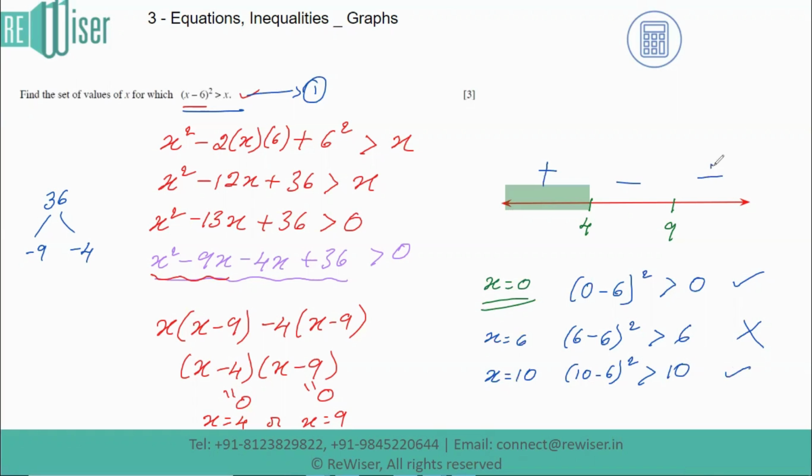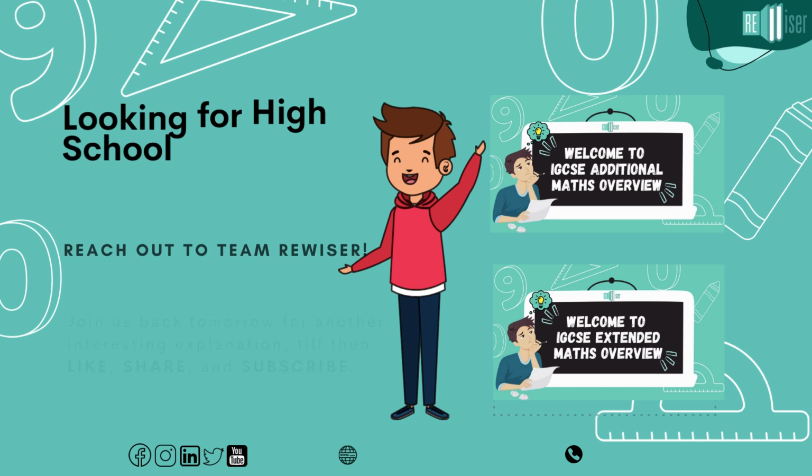It satisfies. So that is the reason I can say the final answer for the sum is: when x is less than 4, this inequality would satisfy, or when x is greater than 9, this inequality will satisfy. So this is the right answer for the sum.